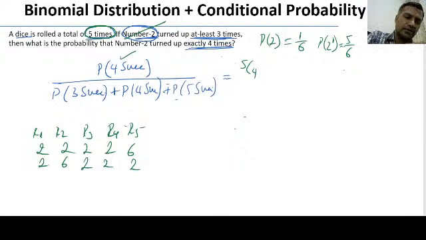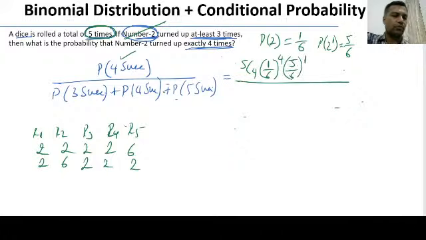So 4 successes out of 5. What is the probability of success? 1 by 6, raised to power 4. What's the probability of failure? 5 by 6, raised to power 1. Good. Now you are writing these values.